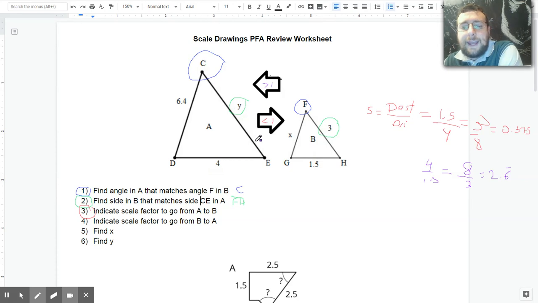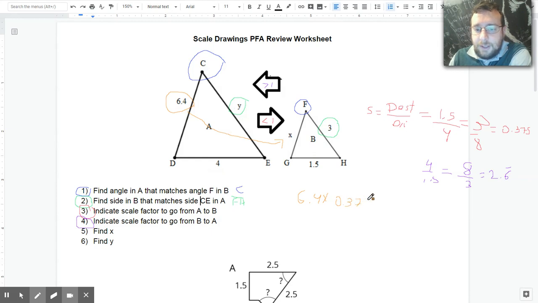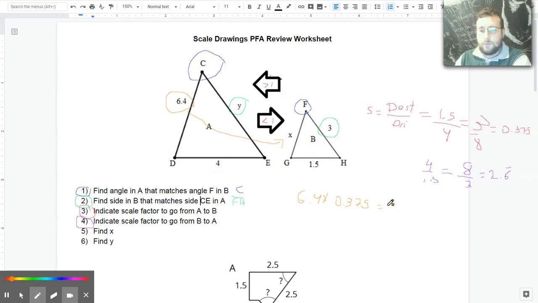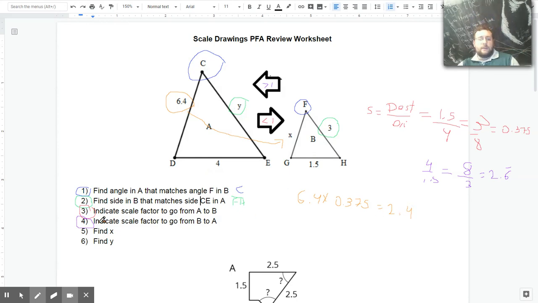Now we have to find x. Our next question is to find x. Now, x is this value right here. Now, I don't know what it is, but I know that its cousin in picture A is 6.4. And I know that to go this way, I already figured out that scale factor. The shrinking scale factor was 3/8 or 0.375. So all I have to do is get 6.4 times that scale factor of 0.375, and I would get my answer, which in this case is 2.4. And of course, you can use a calculator for this, right? 2.4. So that was number 5.